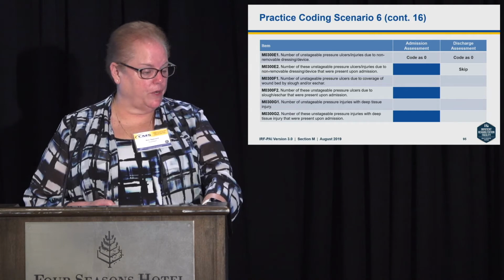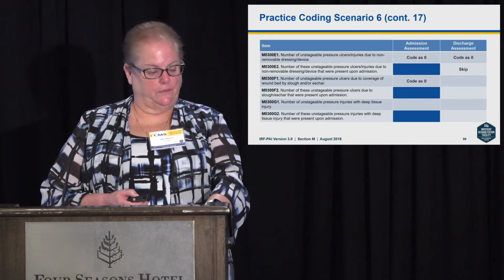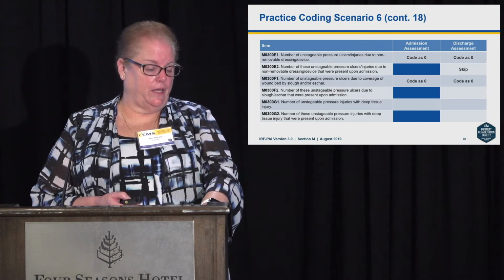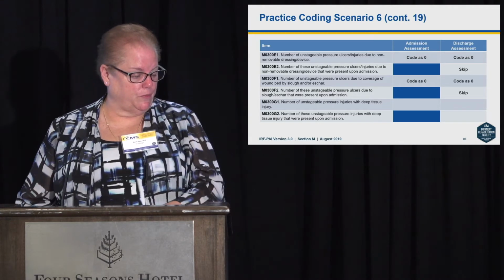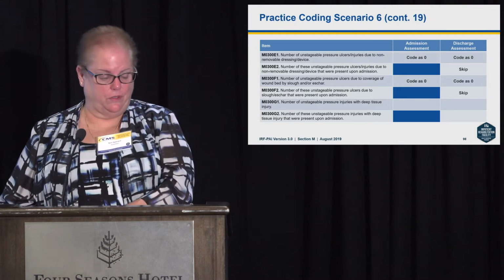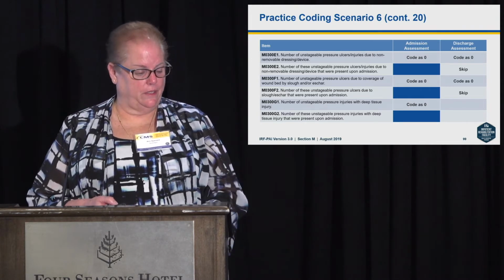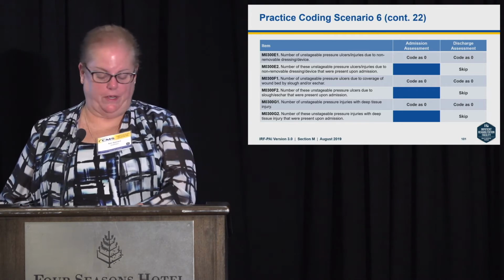How about number of pressure ulcers due to slough or eschar? Okay. How about a discharge assessment? Right. And the next one would be skip, right. And then how about number of unstageable pressure ulcers or injuries with deep tissue? Right. And then discharge assessment? 0. And then the next one is a skip, right.